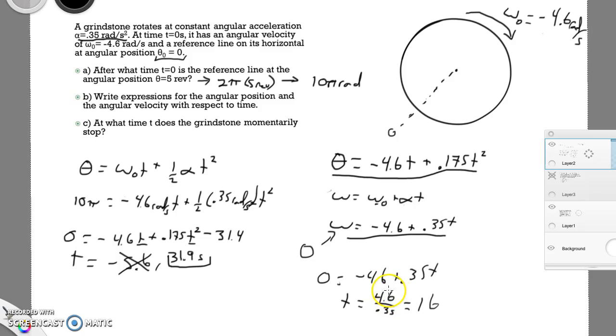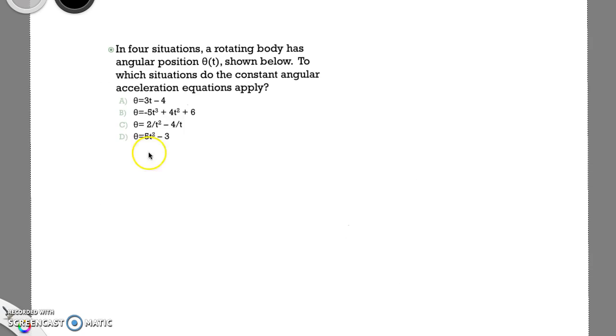Okay, and then somehow after 32 seconds, it will have completed 5 revolutions. Doesn't really make sense to me, but anyway, I hope you kind of get the idea of using these kinematics equations here. Okay, I want to also look at this checkpoint real quick. You saw this in the book as well.